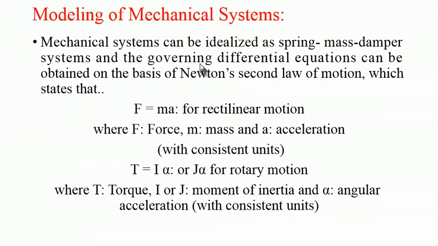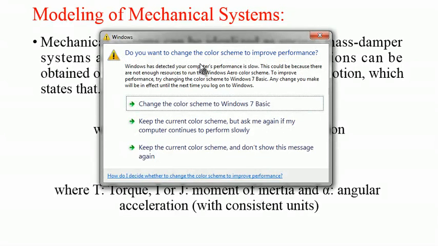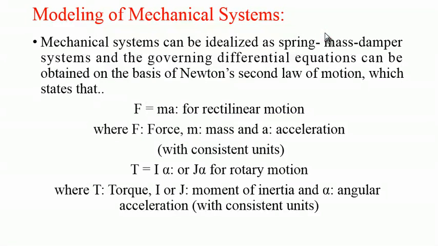Next, modeling of mechanical system. A mechanical system can be idealized as a spring mass damper system. These three are the main components. The governing differential equations can be obtained on the basis of Newton's second law of motion, which states that F is equal to ma.